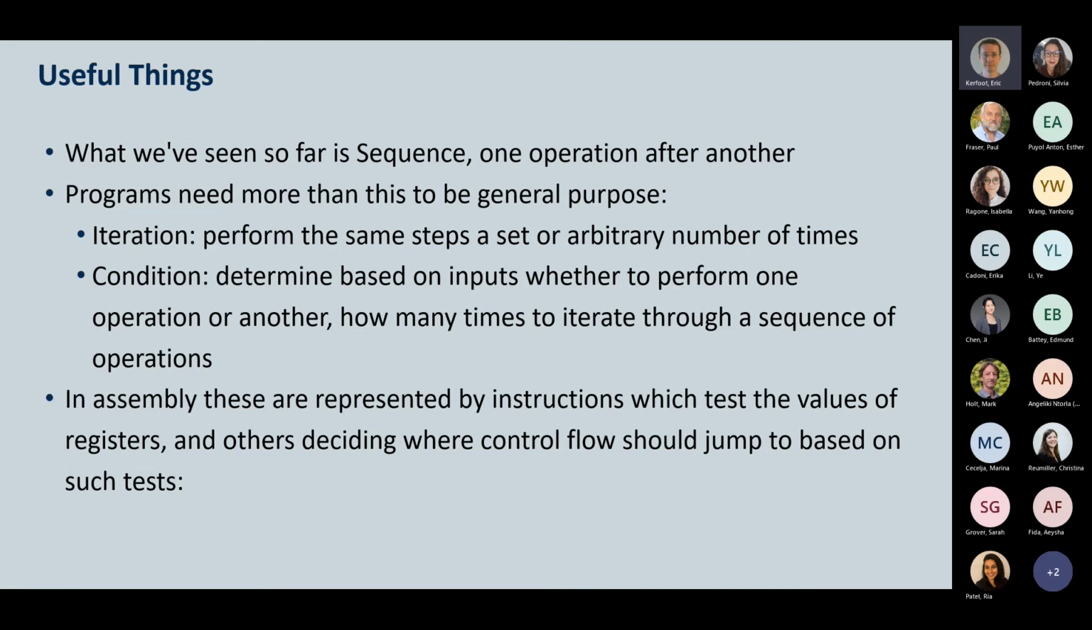And if it is, then you do one thing. If not, do another thing. We'll see how that's used later on. In assembly language, we represent these as different instructions. So there's instructions for running various tests. There's instructions for controlling where the control flow is.